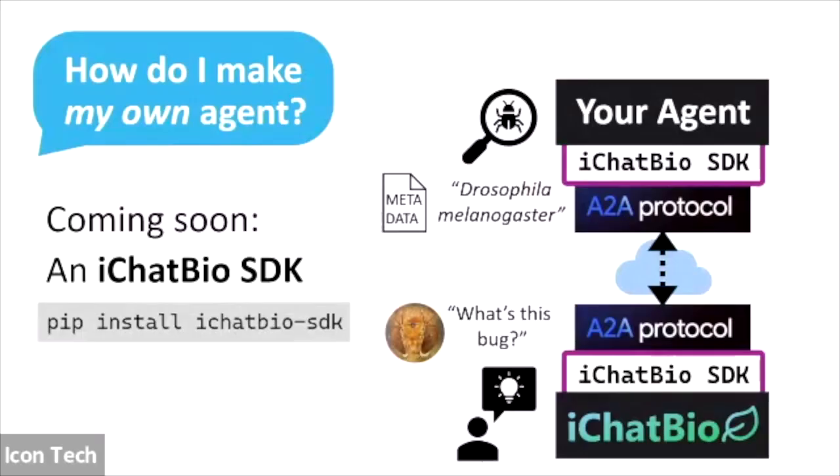And second of all, if you want to go a little further, how do you make your own agent? We're working a little bit on it right now. It's all developing very quickly, but we have something called the iChatBio SDK. The vision is, you can do it right now, but I don't recommend it. If you have Python installed, you can just run pip install iChatBio SDK, and it'll give you access to the tools to develop your own agents in a way that works with iChatBio. But don't do it just yet, unless you're a real pioneer.